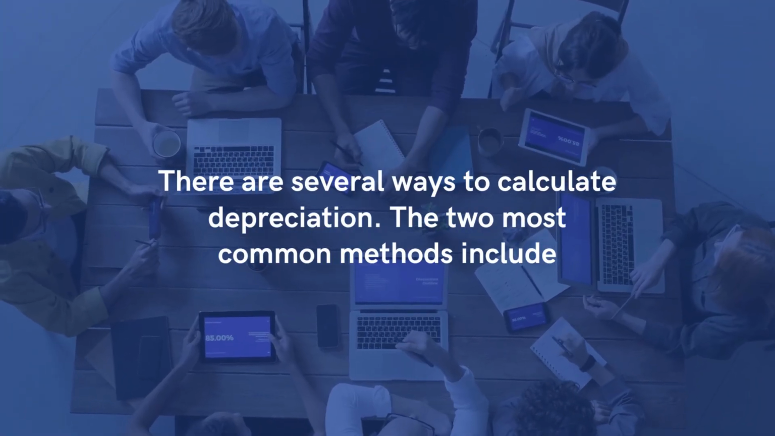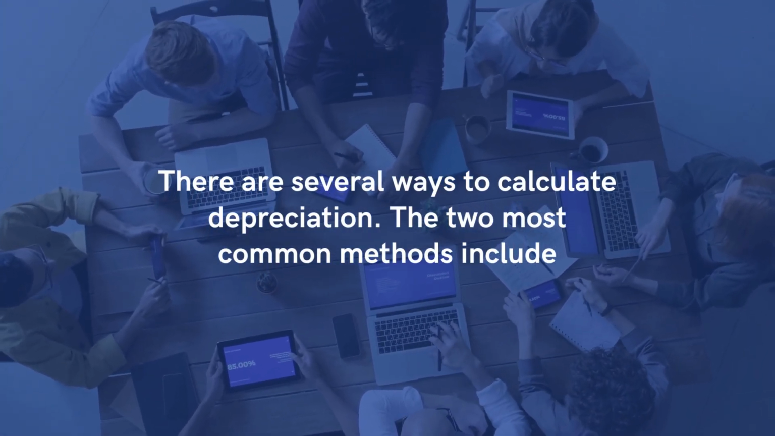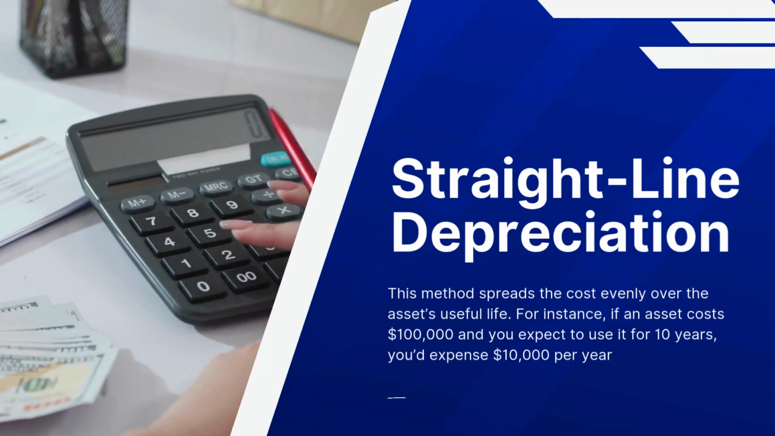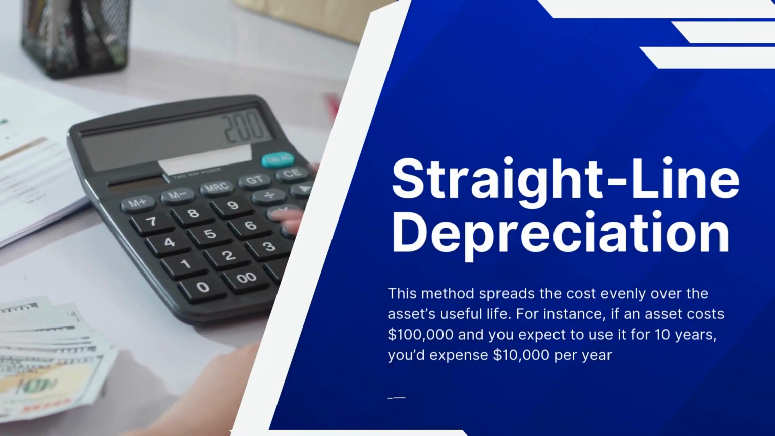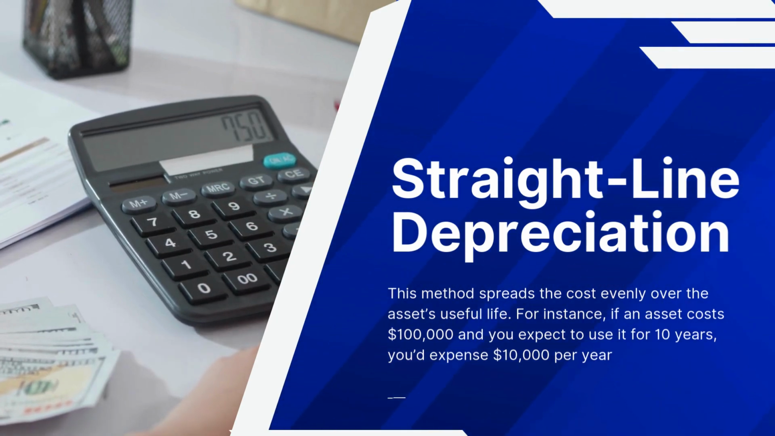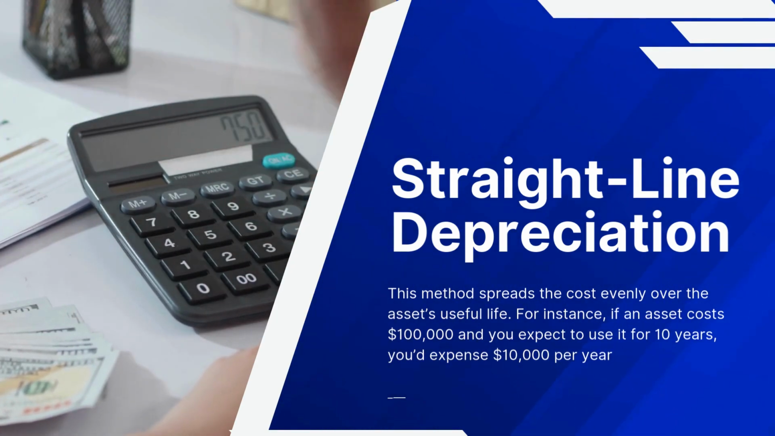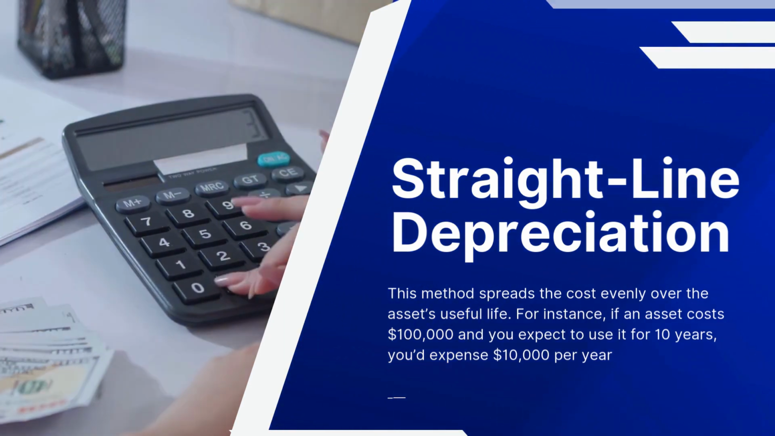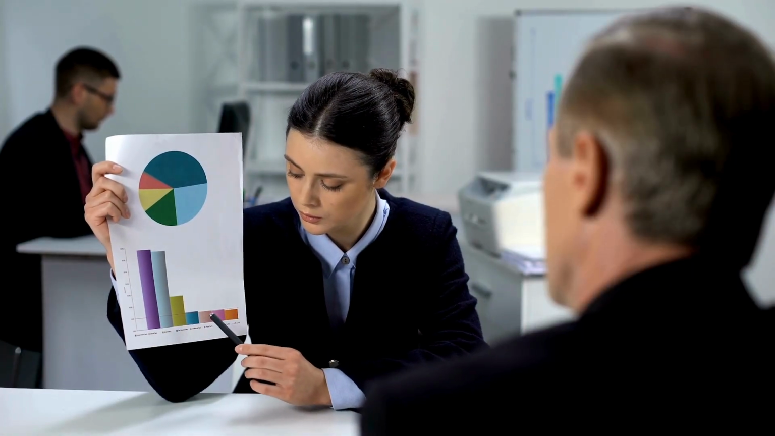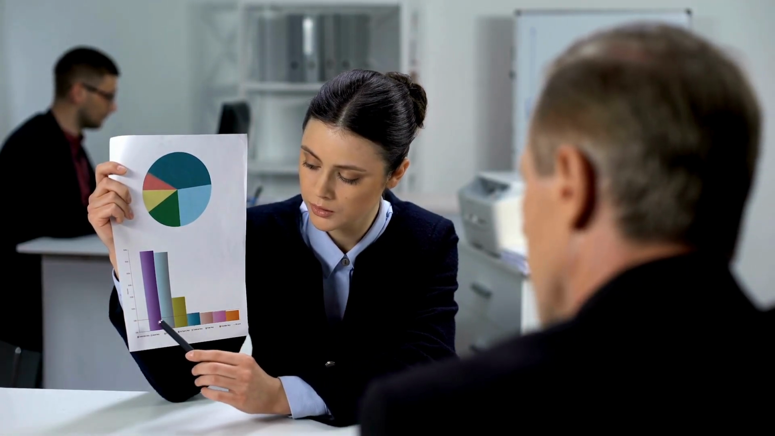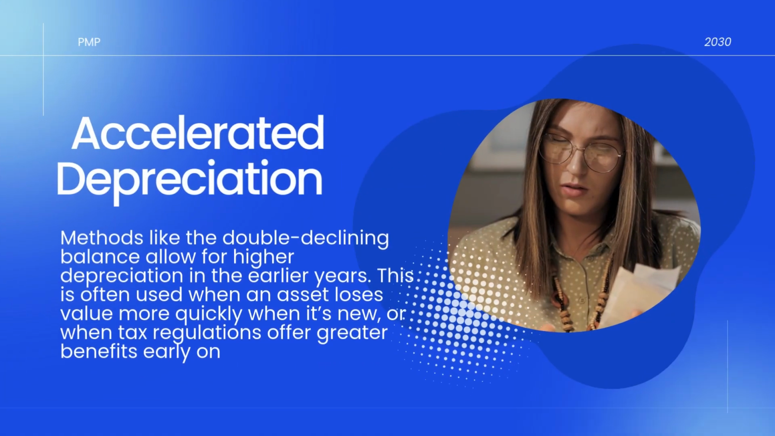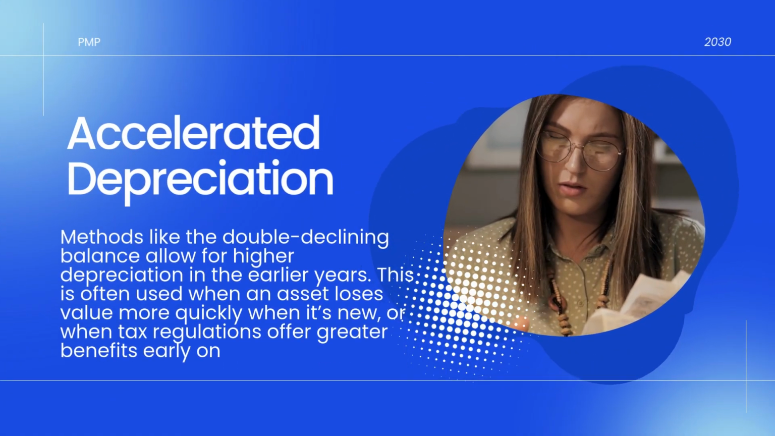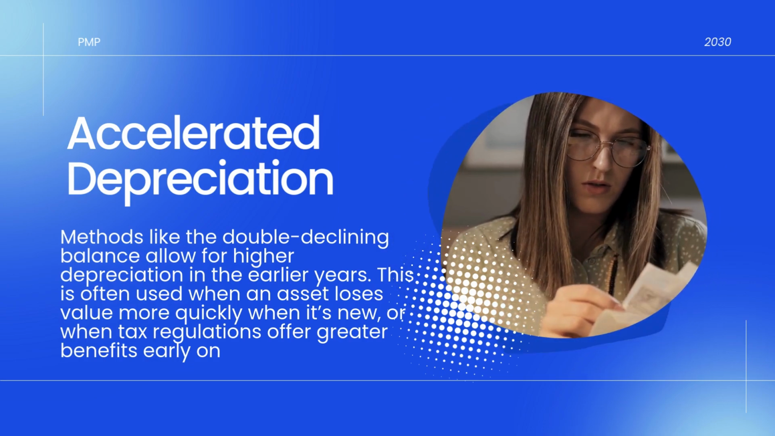There are several ways to calculate depreciation. The two most common methods include straight-line depreciation. This method spreads the cost evenly over the asset's useful life. For instance, if an asset costs $100,000 and you expect to use it for 10 years, you'd expense $10,000 per year. Accelerated depreciation. Methods like the double declining balance allow for higher depreciation in the earlier years.